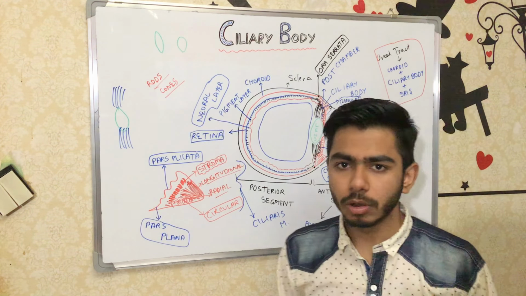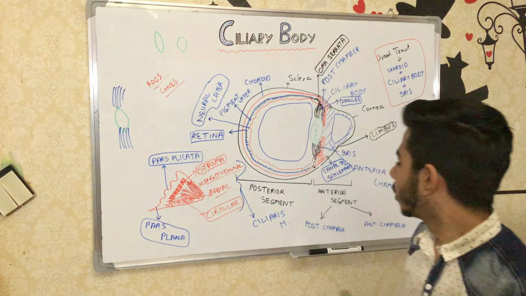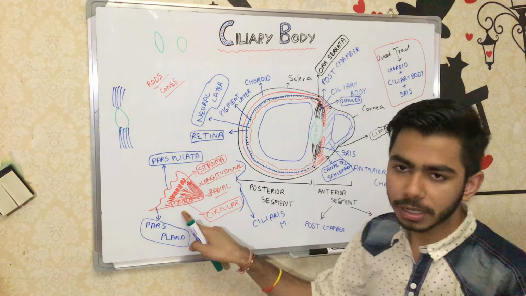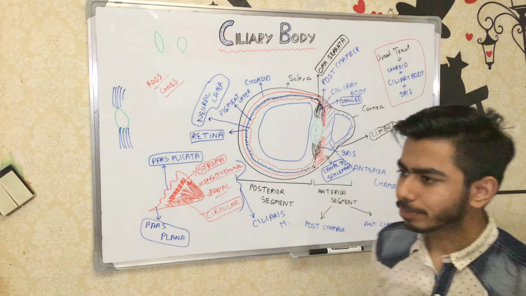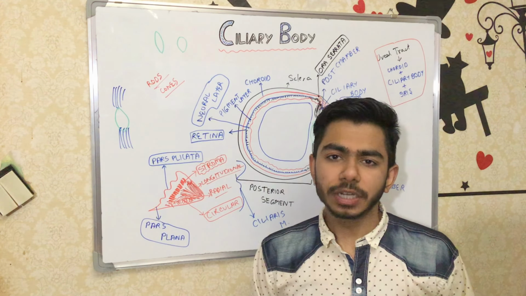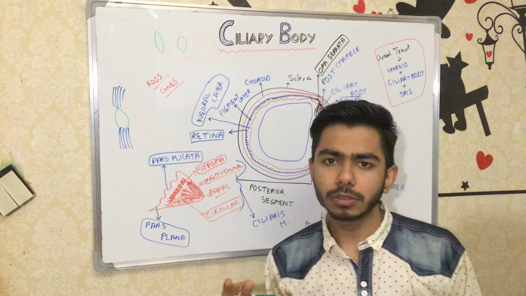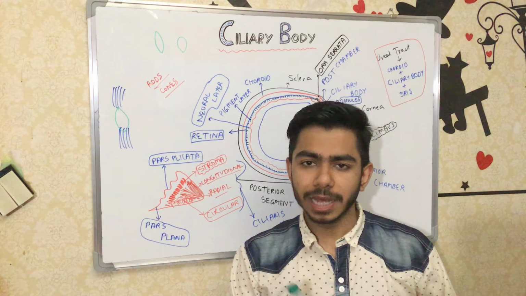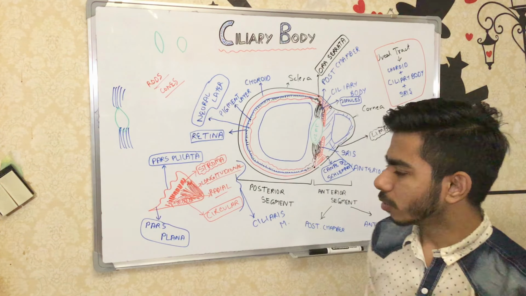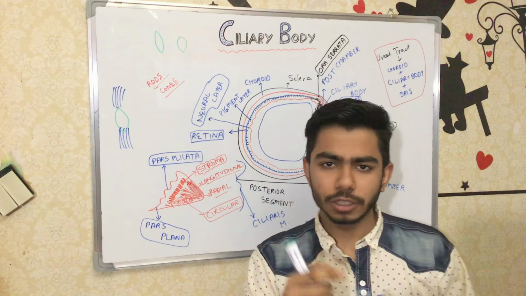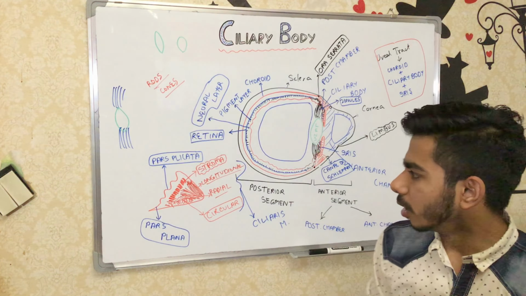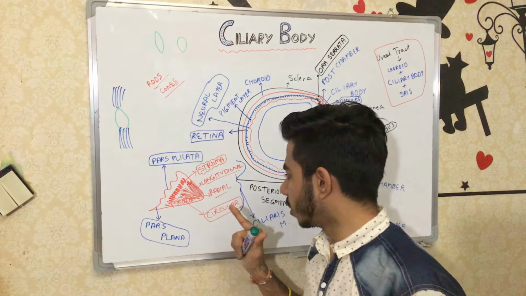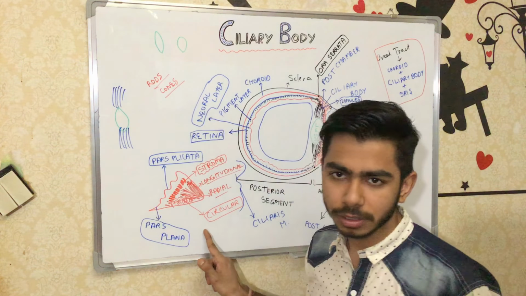About the nerve supply of the ciliary body: parasympathetic nerve fibers usually innervate the ciliary muscles which are present in the ciliary body, and the sphincter pupillae. In the pupil we have two kinds of muscles, the sphincter pupillae and the dilators, which dilate the pupil, right? For the constriction of the pupil, we have the sphincter pupillae. For dilation, we have the dilators of the pupil.